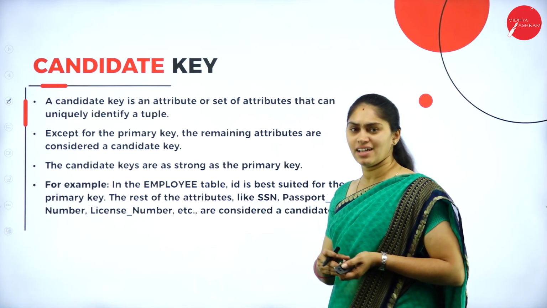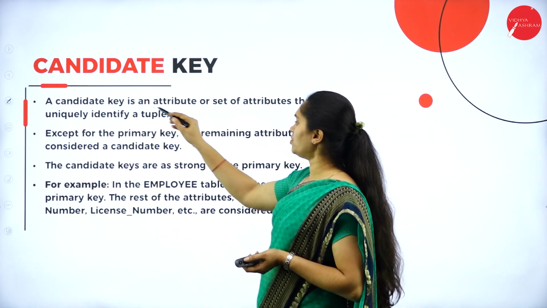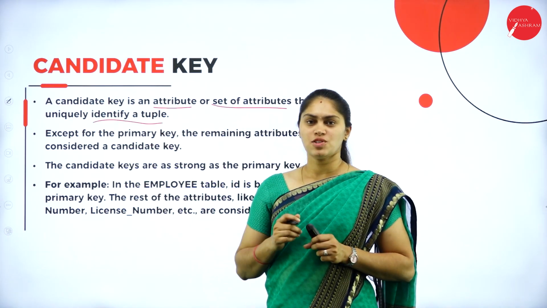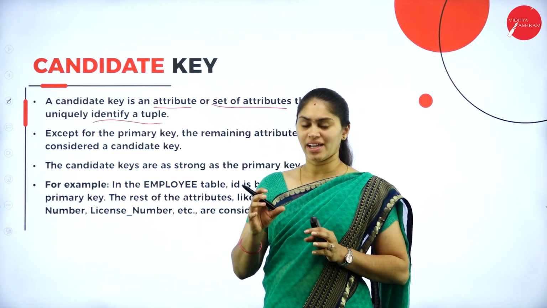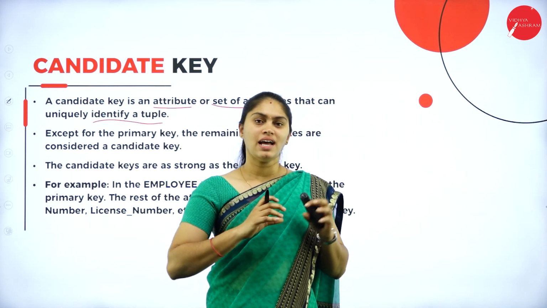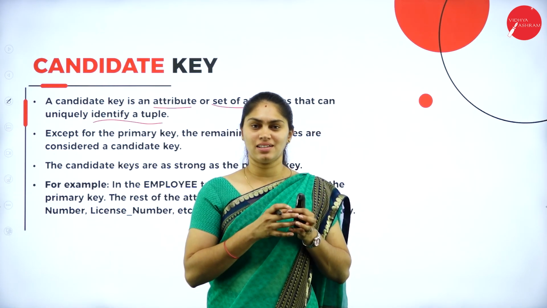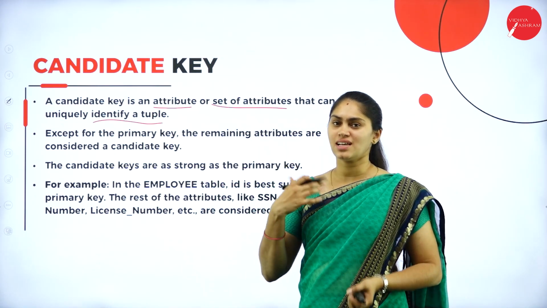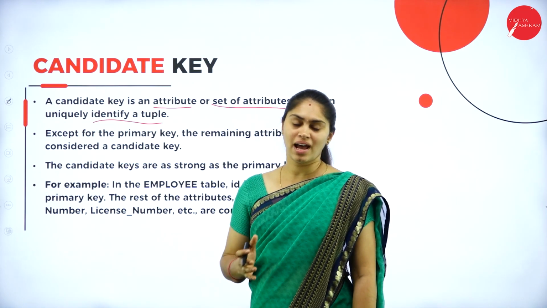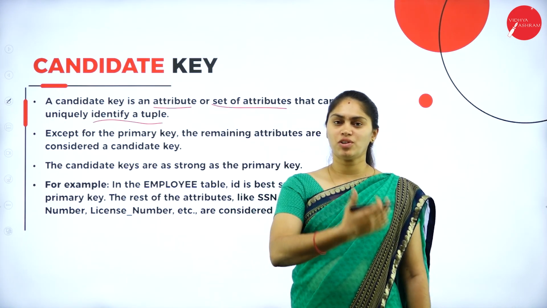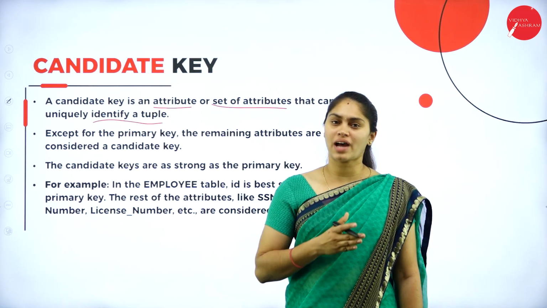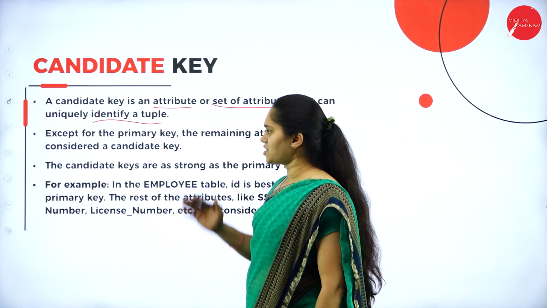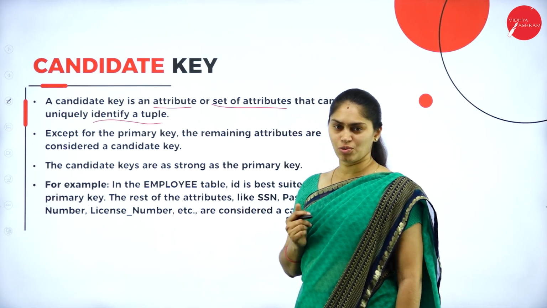Then what about this candidate key? It is an attribute or set of attributes that can uniquely identify a tuple. So instead of only taking the employee ID, I will take the passport number as well as the license number together. So I can call the collection of attributes, or a set of attributes, a candidate key. Apart from this primary key, I have some more attributes or a set of attributes which find the uniqueness of a tuple, or are used to identify a tuple in a unique manner.